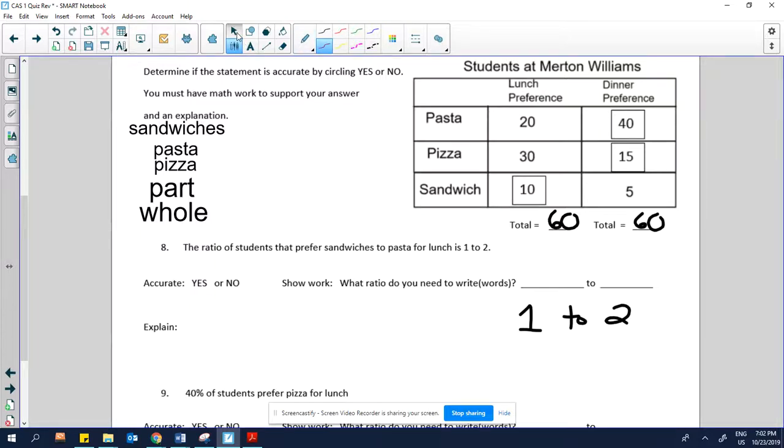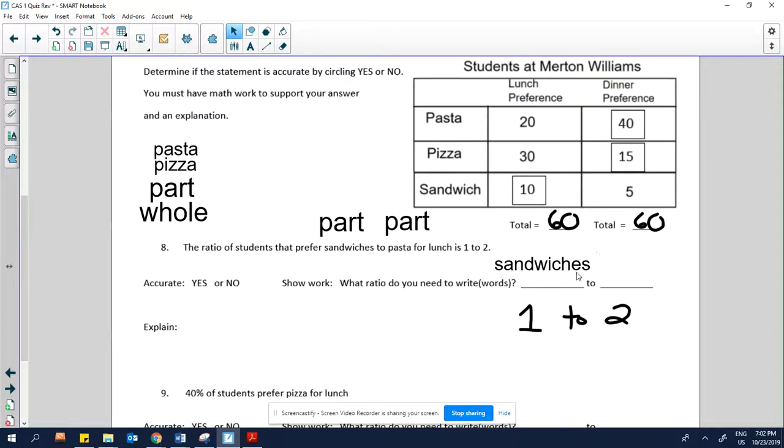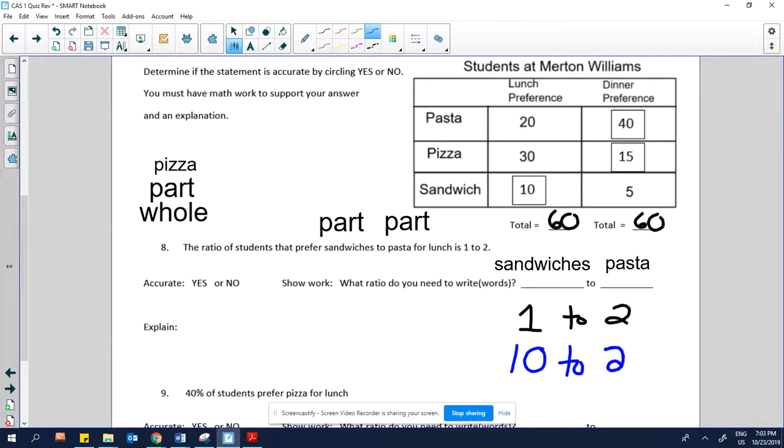So this is a part to part situation because sandwiches is a part and so is pasta. So you need to find the ratio of sandwiches to pasta. And that ratio is supposed to be 1 to 2. Let's see if it really is. Sandwiches for lunch, that is 10 people. Pasta for lunch, that one is 20 people.